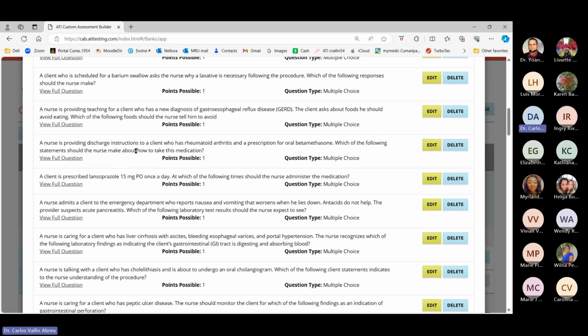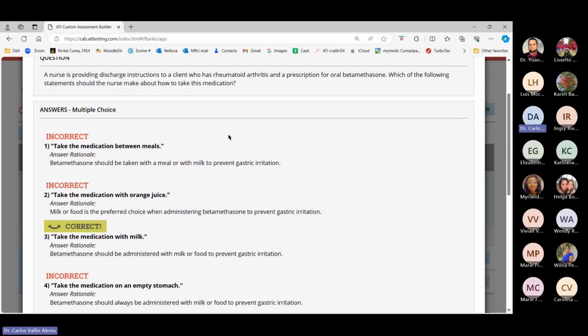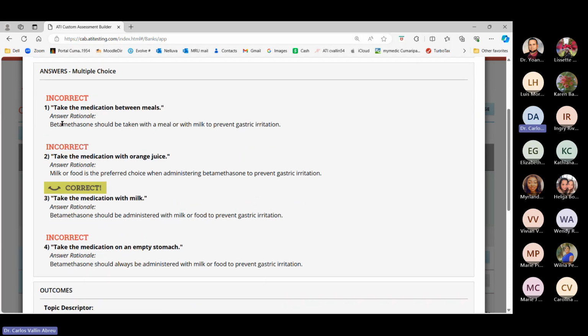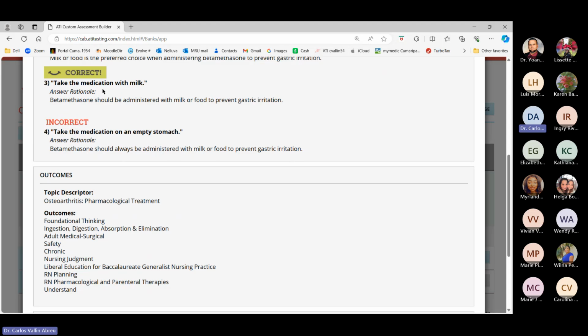The nurse is providing instruction to a client who has rheumatoid arthritis and a prescription of oral betamethasone. Betamethasone is a glucocorticoid. Glucocorticoids are hard on the stomach and produce ulcers. Which of the following statements should the nurse make about how to take this medication? Take that in the morning with food. Take the medication between meals, not with meals. Take the medication with orange juice, not with meals. Take the medication with milk.